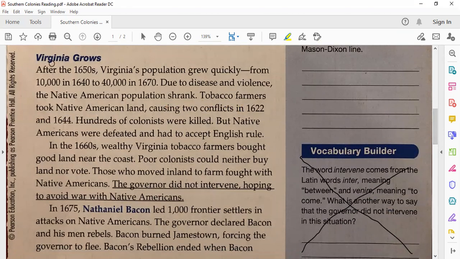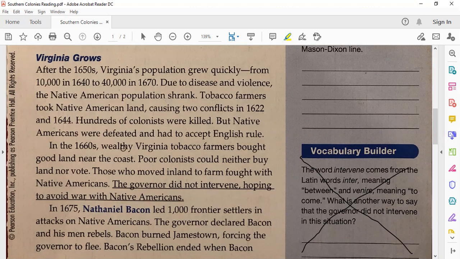Virginia grows. After the 1650s, Virginia's population grew quickly from 10,000 in 1640 to 40,000 in 1670. And part of the reason people are going to Virginia is because of Jamestown and the fact that the tobacco crop was flourishing there. Due to disease and violence, the Native American population shrank. Tobacco farmers took Native American land, causing two conflicts in 1622 and 1644. Hundreds of colonists were killed, but Native Americans were defeated and had to accept English rule.